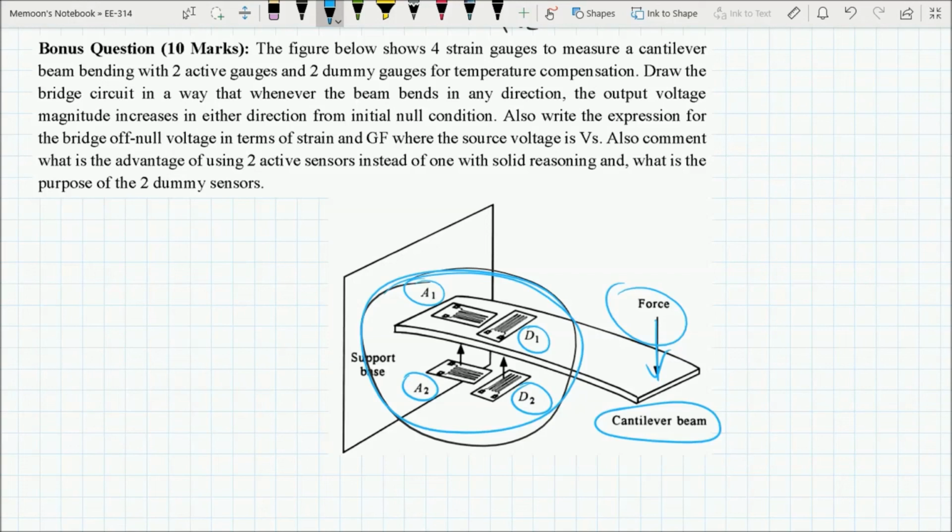What we are required to do is draw the bridge circuit in a way that whenever the beam bends in any direction, the output voltage magnitude increases in either direction from the initial null condition. So the magnitude should increase; the sign can be either positive or negative. Also write the expression for the bridge null voltage in terms of gain factor, where the source voltage is Vs, and also comment on the advantage of using two active sensors instead of one with solid reasoning, and the purpose of the two dummy sensors.